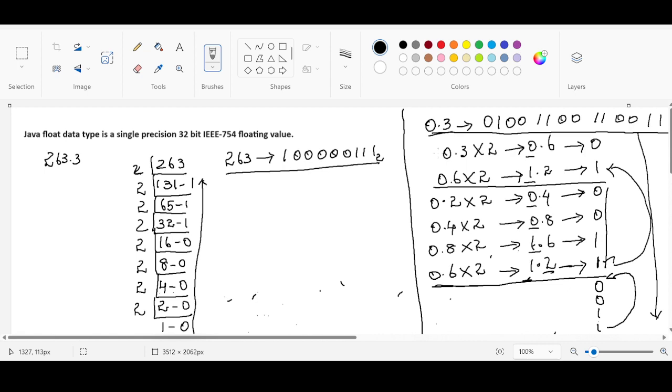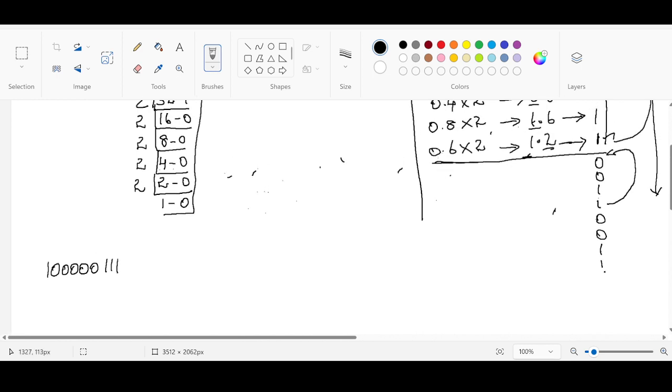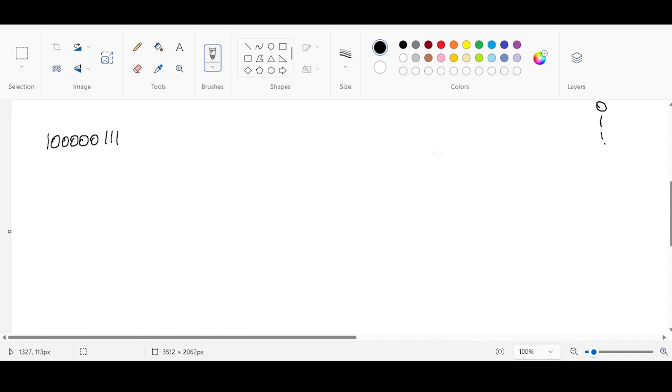So let us write this number down. 100000111 is for the whole number part, and for the fractional part 0 1 0 0 1 1 0 0 1 1 0 0 1 1 0 0 1 1 0 0, and it keeps going like that.